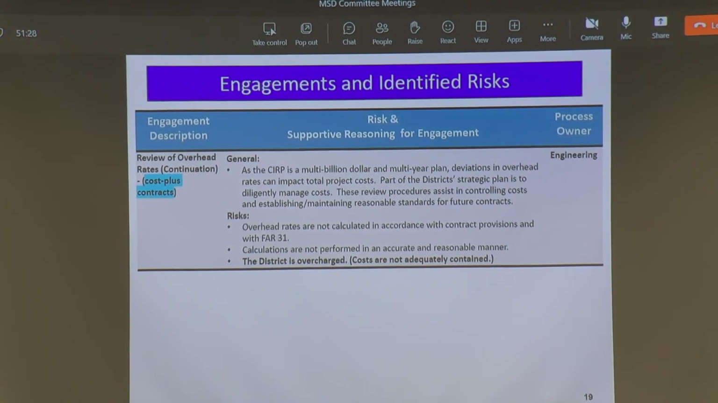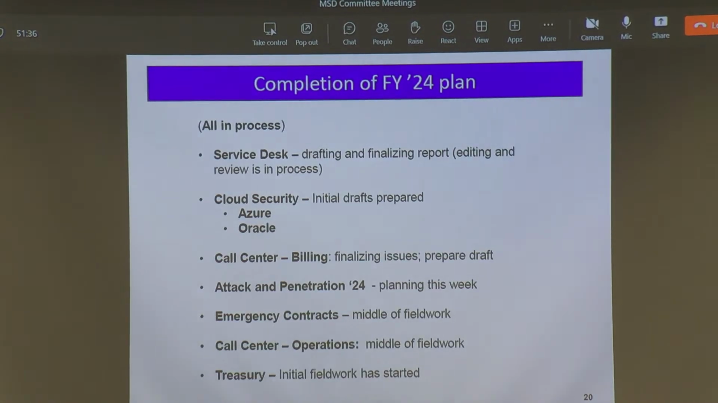We do this every year. We just monitor those throughout the year. Any questions on that? So slide 20, conclusion of the 24 plan.